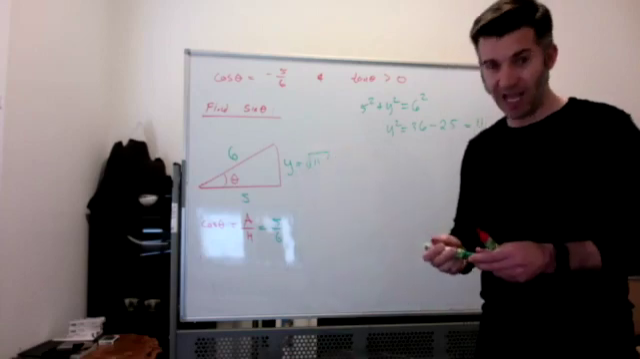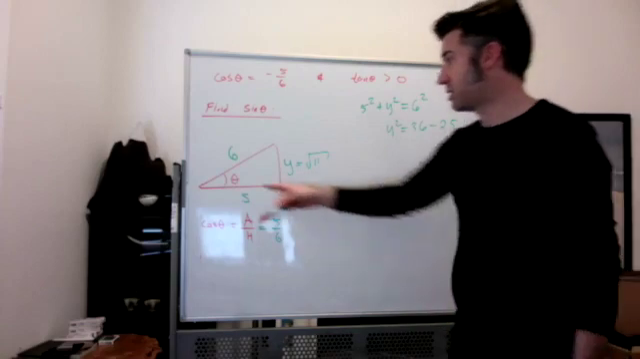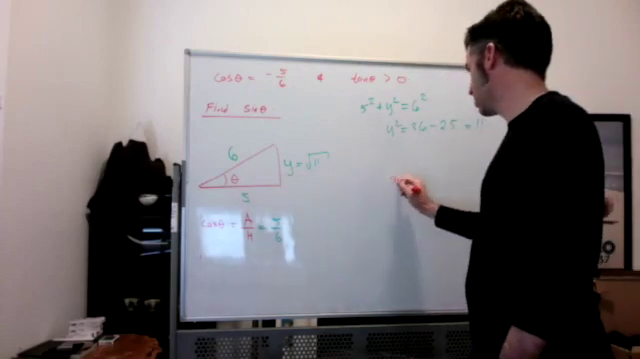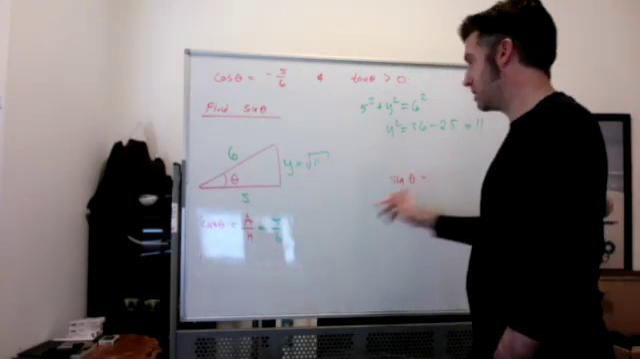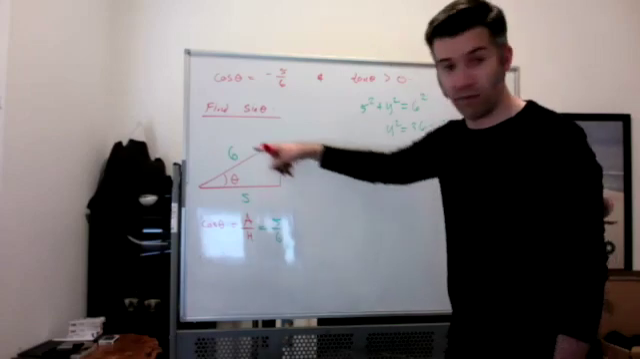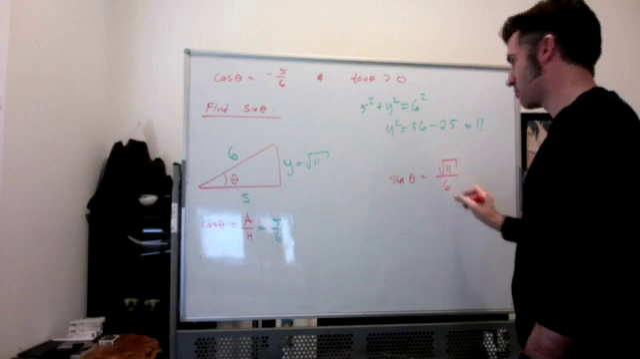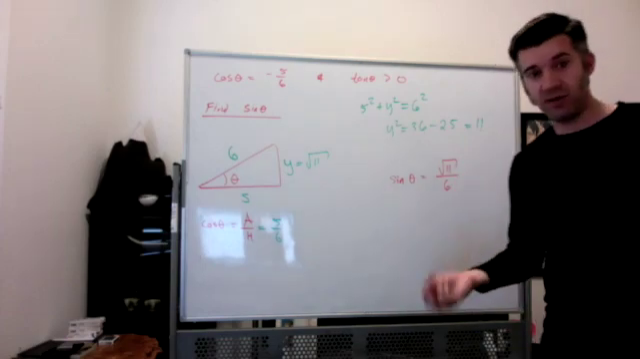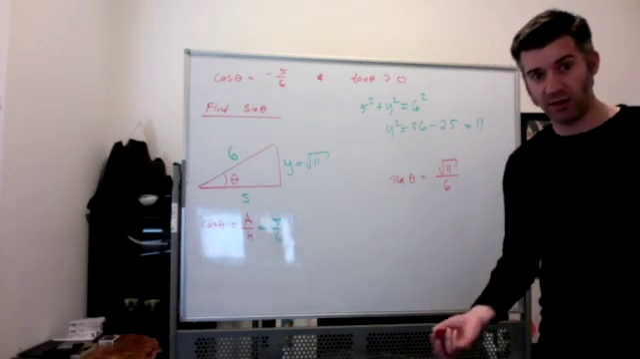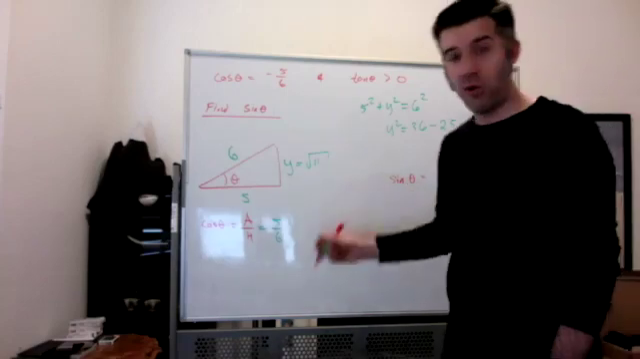Great. Now we find sine. Well, sine of this angle is the opposite over the hypotenuse. Okay, but now I have to determine, is it positive or negative? So what quadrant are we in?